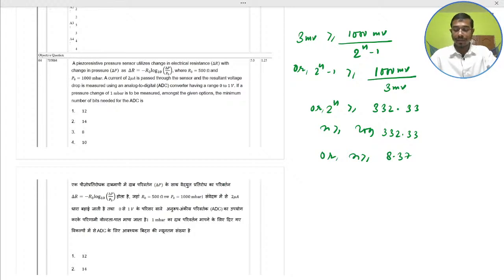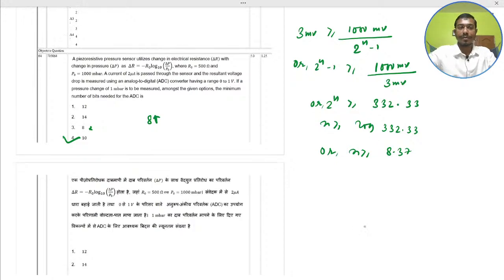Amongst the given options, the minimum number of bits needed for the ADC is what? n is greater than or equal to 8.37, so 8 should not be correct. Since 8 is insufficient, 10 would be the correct one. Option 4 is right.